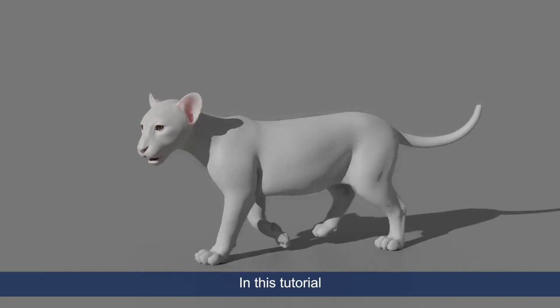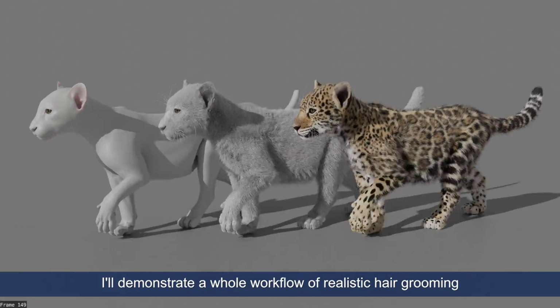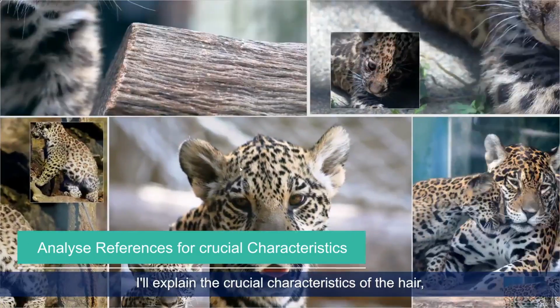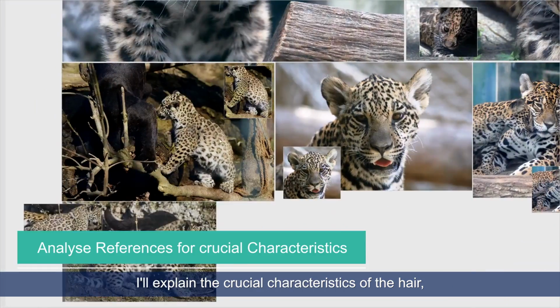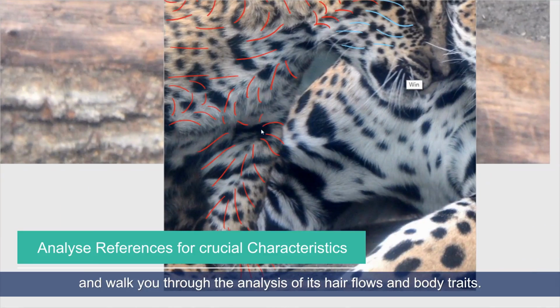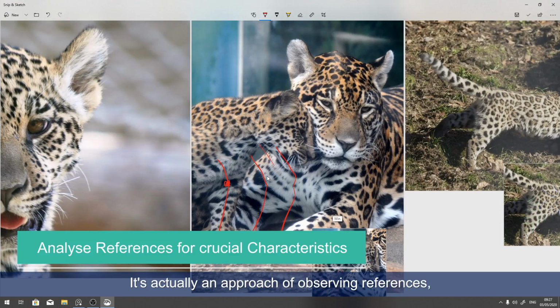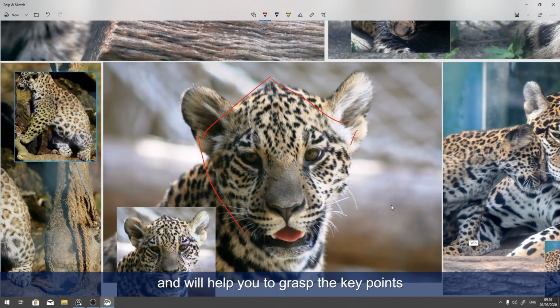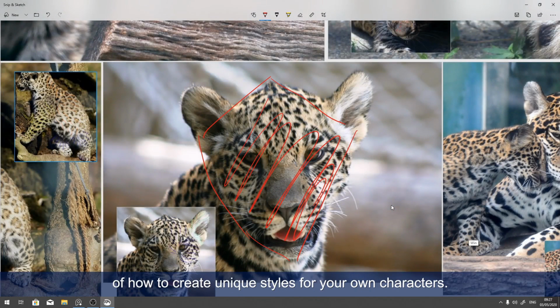In this tutorial, I'll demonstrate a whole workflow of realistic hair grooming based on a young Jaguar. First of all, I'll explain the crucial characteristics of the hair and walk you through the analysis of its hair flows and body traits. It's actually an approach of observing references, and it will help you to grasp the key points of how to create unique styles for your own characters.